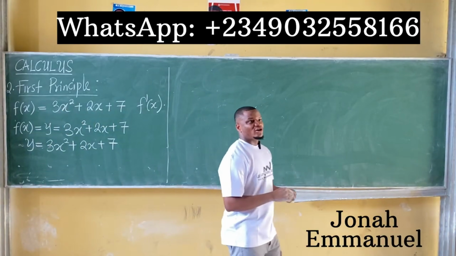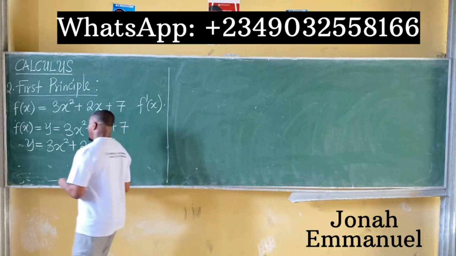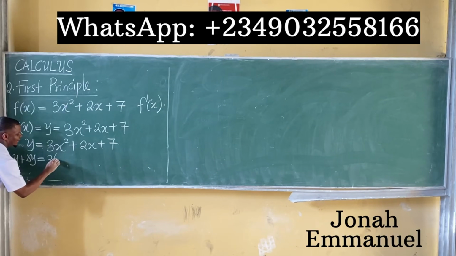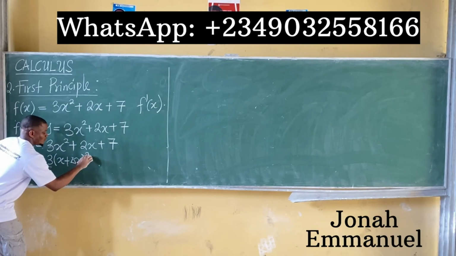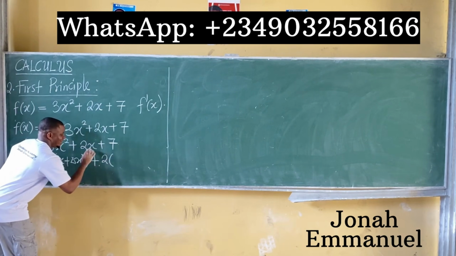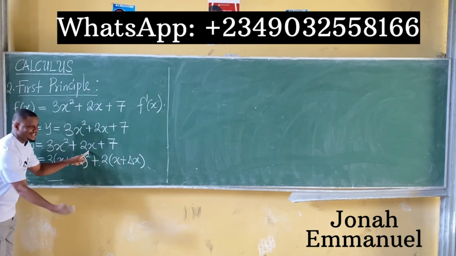Please check your step. When it comes to first principle, what's the first step? To y, I'll add change in y. To x, I'll add change in x. So this becomes y plus change in y is equal to 3 into x plus change in x, power 2, plus 2 into x plus change in x.